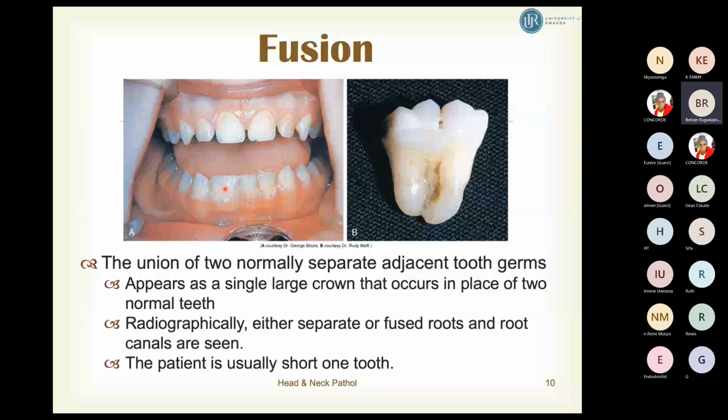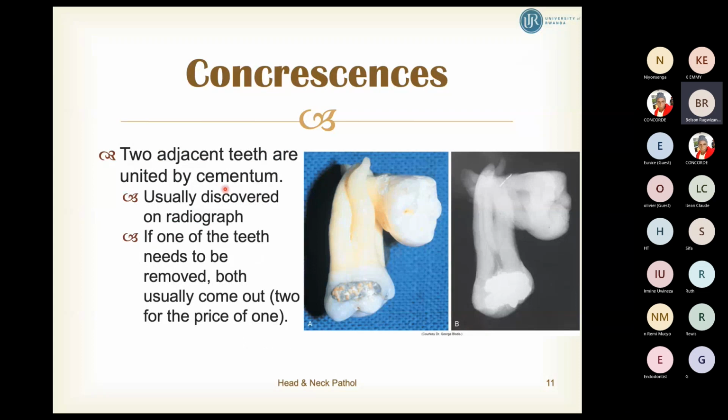So probably when we have postgraduate training in dentistry, dental surgery, we will have such services. Otherwise, we have a few specialists in this field. So we have concrescence: two adjacent teeth are united by cementum, usually discovered in a radiograph. If one of the teeth needs to be removed, both usually come out.